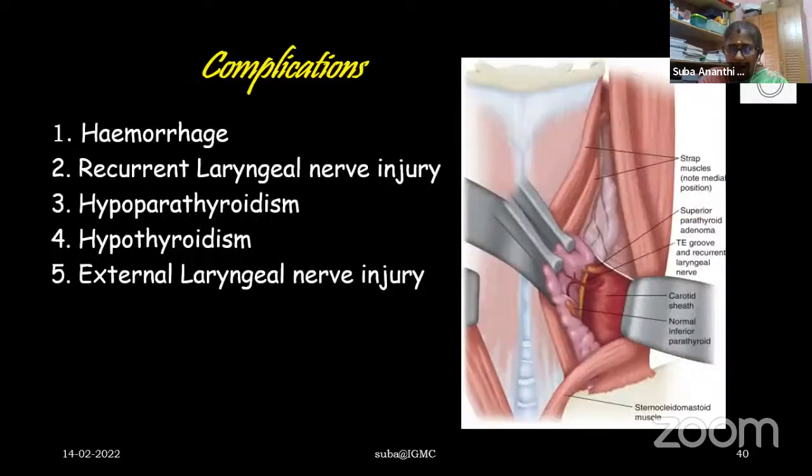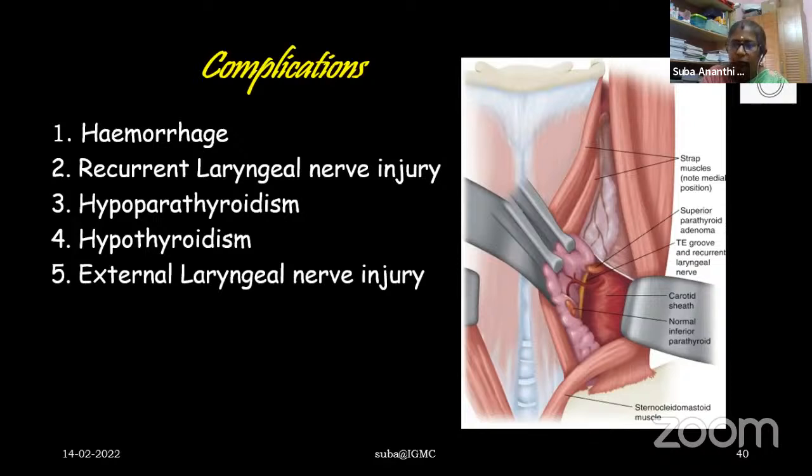Suppose they go for a thyroidectomy. What are the possible complications? First, it's a highly vascular endocrine gland, so you expect hemorrhage. It bleeds profusely. It's supplied by so many vessels. The second common complication is recurrent laryngeal nerve injury.